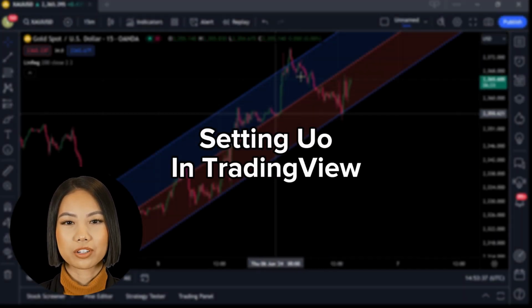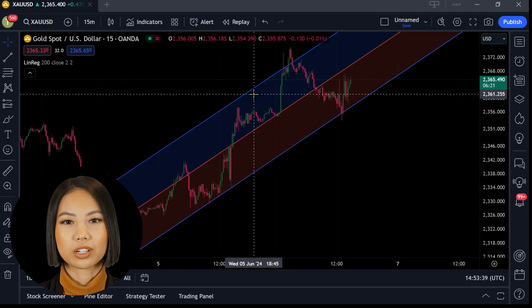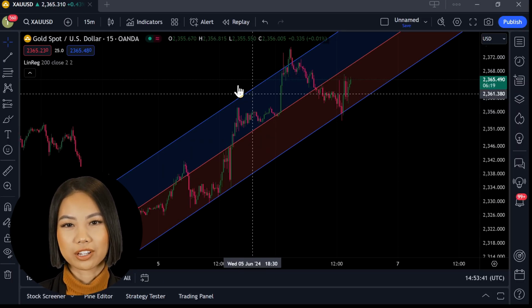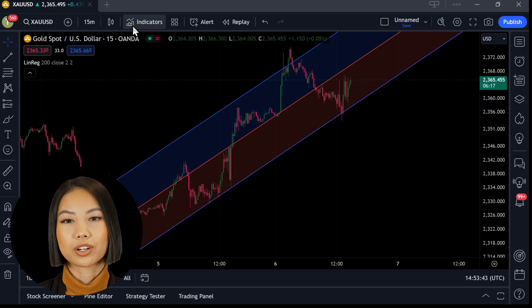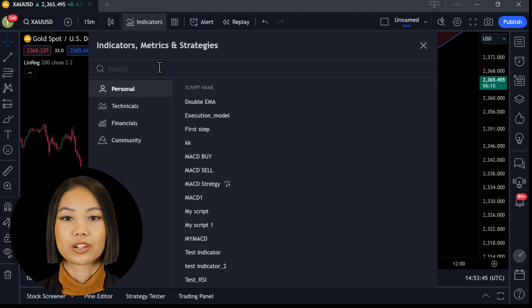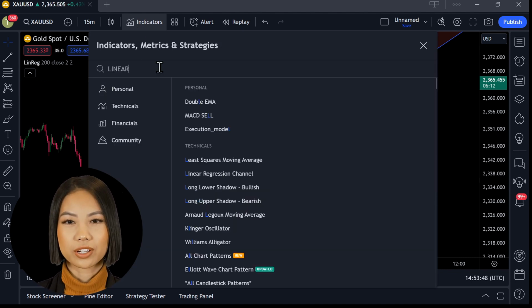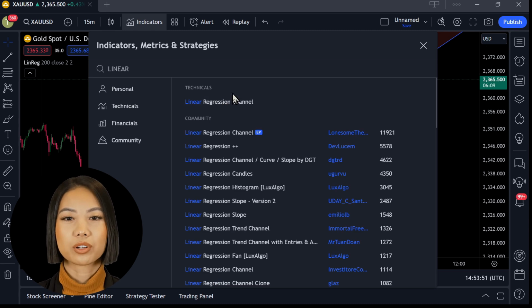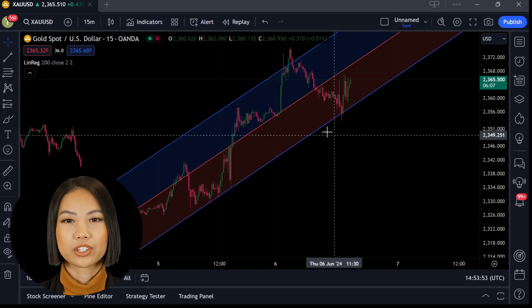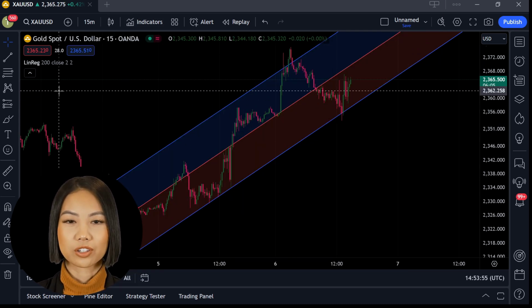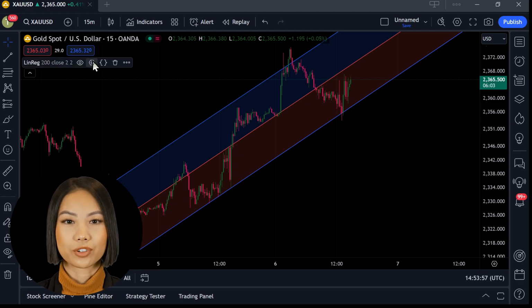How to set it up in TradingView. Open TradingView and select the chart you want to analyze. On the left toolbar, click on the Indicators icon. Type Linear Regression Channel in the search bar. Select it from the list, and it will automatically apply to your chart. Adjust the lookback period and standard deviation settings as per your preference.